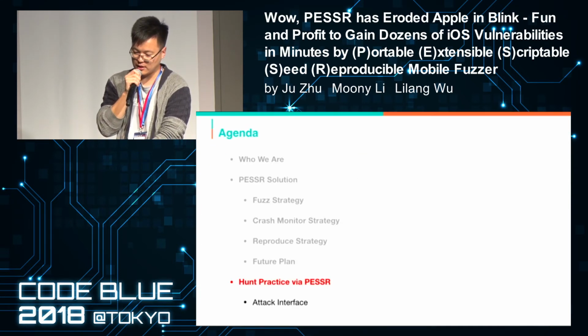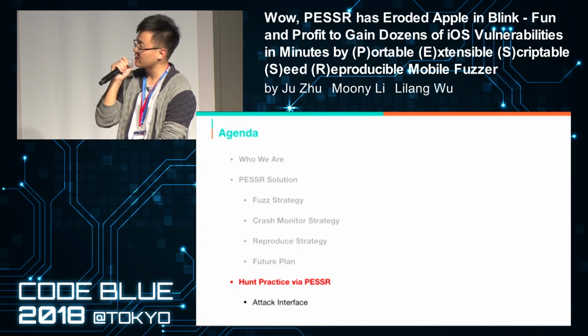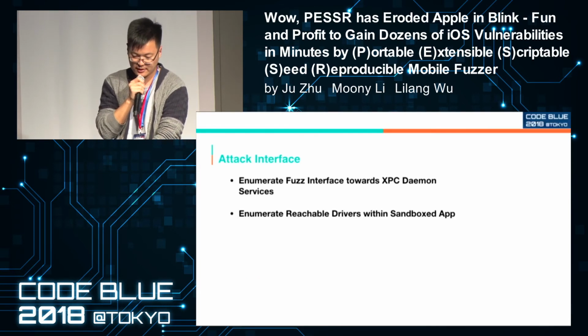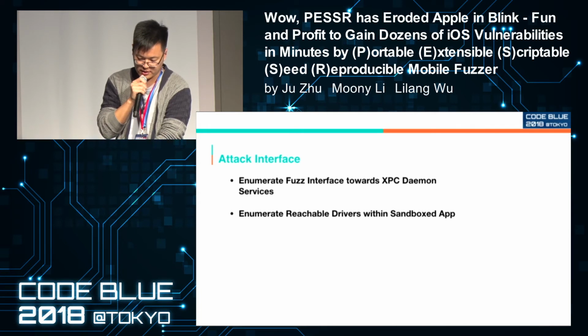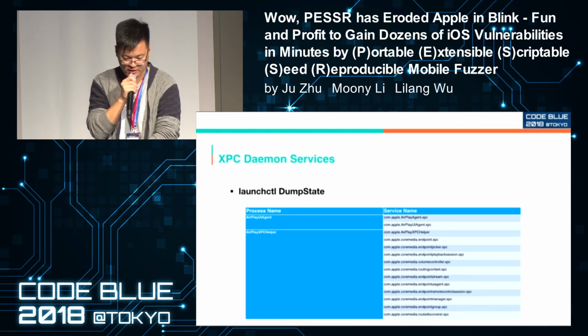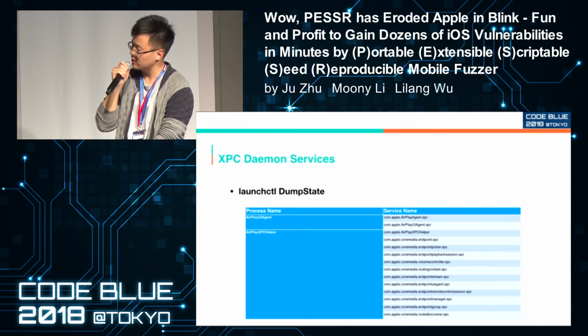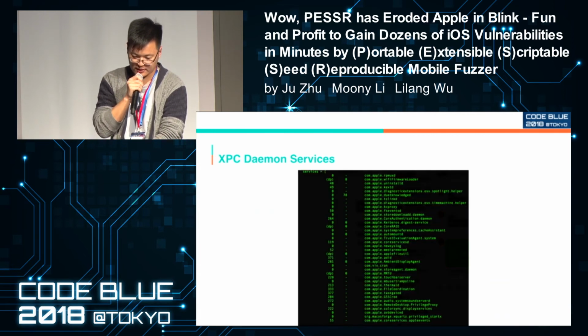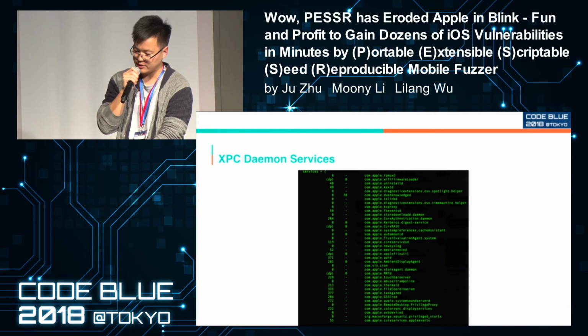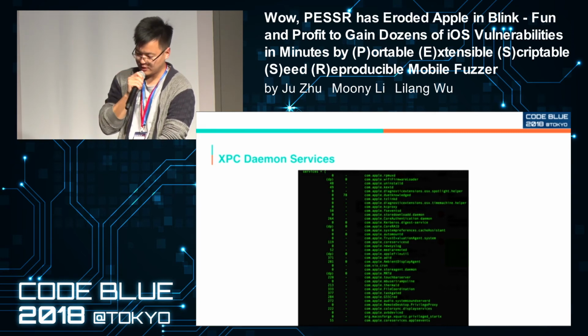Finally, we will disclose some hunting practice and target interfaces. The target interfaces mainly contain XPC daemon services and sandbox reachable kernel extensions. Here are the services obtained by the launchctl dumpstate command. These are service lists with their PID and exit code.